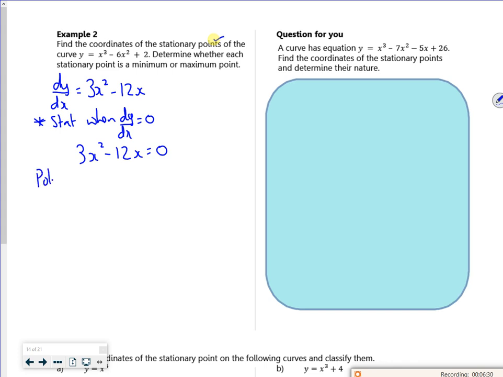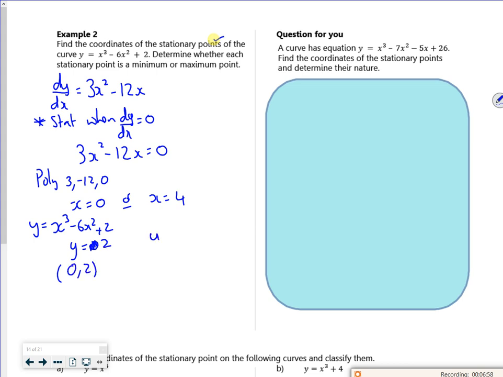In poly, if you put 3, minus 12, 0, it gives you x is 0 or x is 4. Now, if you sub that back into y equals x cubed minus 6x squared plus 2, for x is 0 you get 2 out. So that gives us 0, 2. And if I sub 4 into it, I've got 4 cubed minus 6 times 4 squared plus 2, and the calculator tells me that's minus 30. So that's 4, minus 30. So I know where my stationary points are, so now I have to determine if they're max or min.